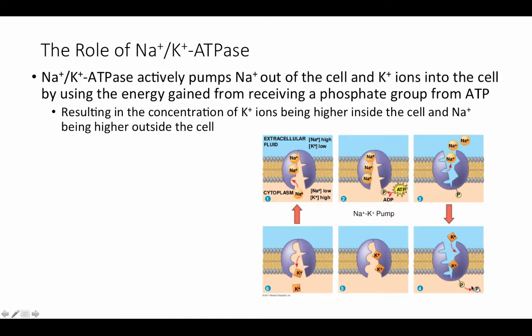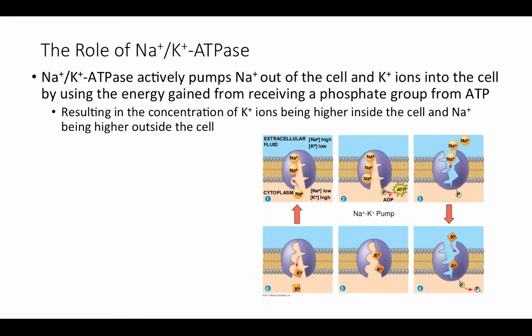The release of the phosphate group is going to cause the change in shape back to its original configuration. It's going to decrease the affinity for potassium ions. It's going to change the shape of those binding sites, causing those potassium ions to be released to the interior of the cell. And now there's a strong affinity for sodium ions, and we're going to go back and repeat this cycle. So it uses 1 ATP for every turn of the cycle.